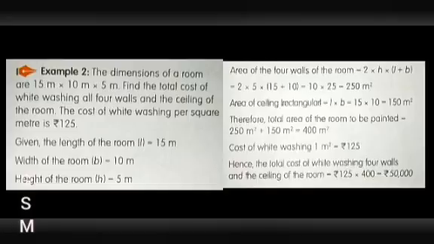Cost of whitewashing equals 125 per meter squared. Hence, the total cost of whitewashing 4 walls and the ceiling of the room equals 125 into 400, which is equal to 50,000.